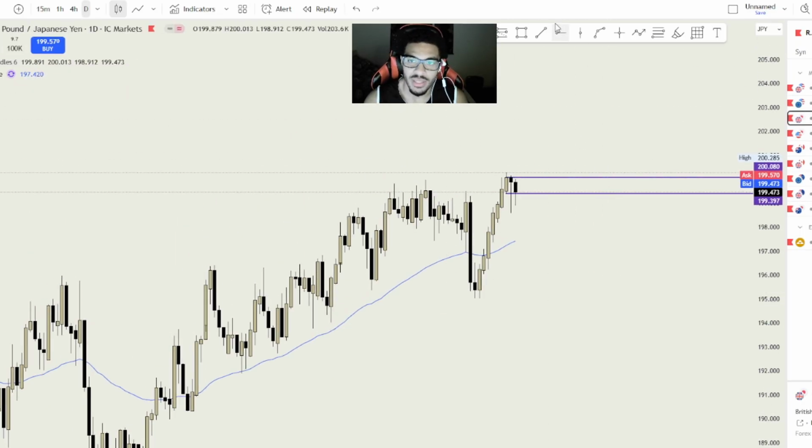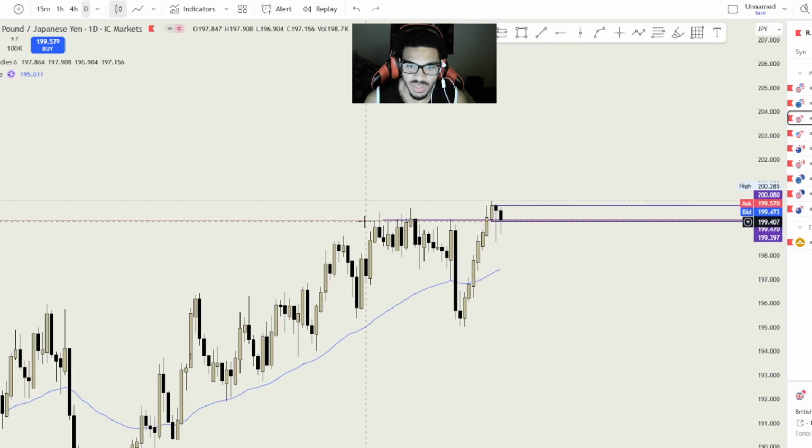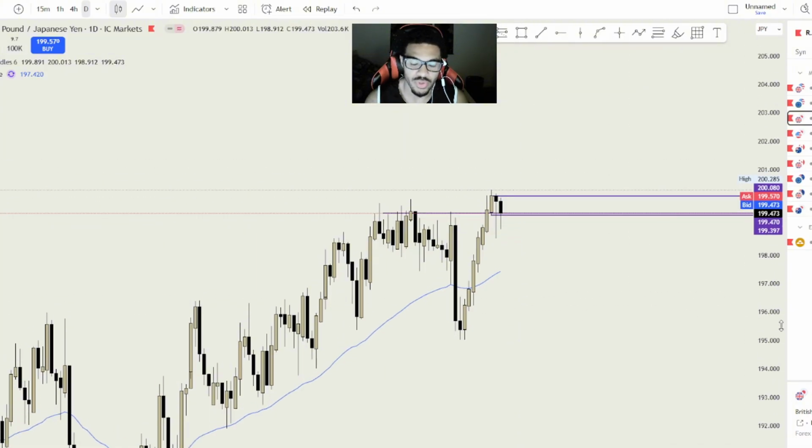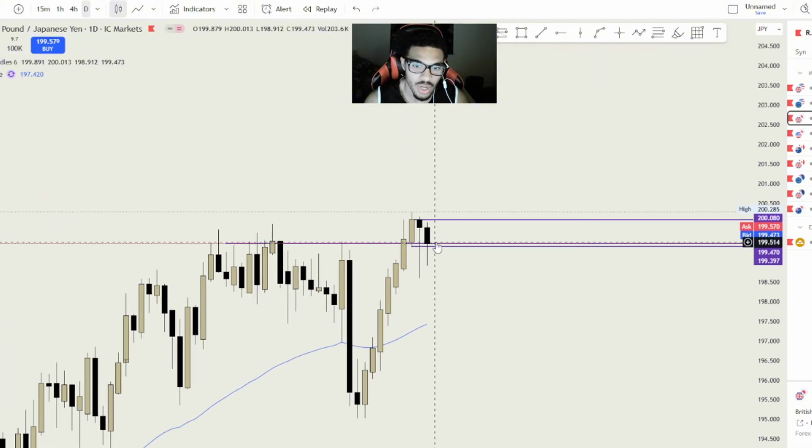GBP JPY, this pair I think is going to continue to make its way up. We'll have to see how the market opens in about an hour. We've got this zone here, and as you can see, multiple wick rejections off of it. It failed to break it, came back down on this section, potentially looking to break this area. If it does break, then we might look for shorts, but I think it's going to hold.